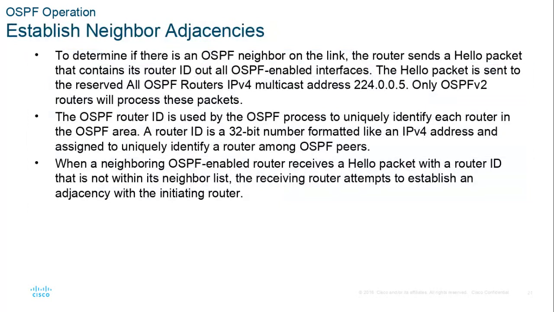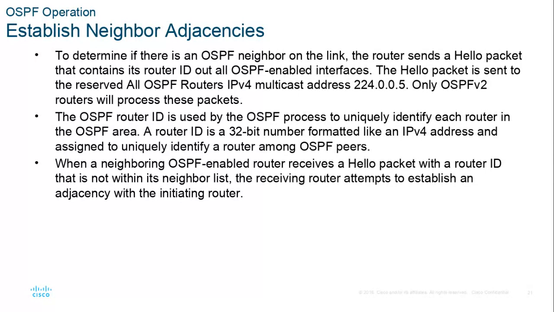Okay, so let's look at this hello thing. To determine if there's another OSPF router neighbor on the link, each router is going to send a hello packet that contains something called its router ID. We're going to talk in a minute about how it determines its router ID, but that's a unique 32-bit IP-like address. It's sent out all the interfaces on the router that have been enabled to be used with OSPF, and it's sent to a special multicast address.